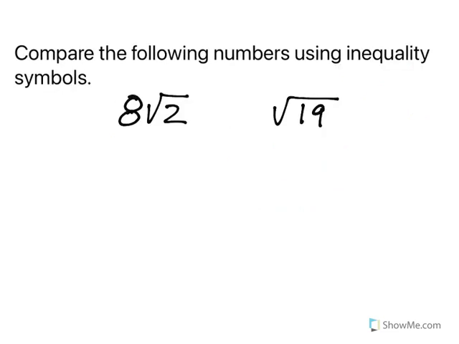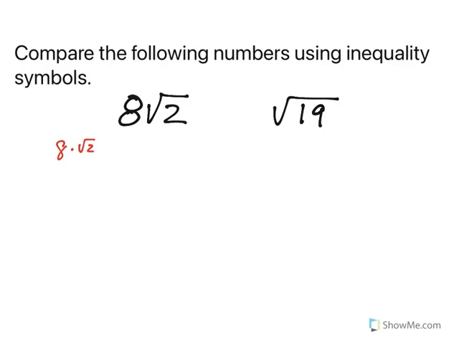Okay, let's go on. Let's do one more. Now we're going to compare the following numbers using inequality symbols. We're going to compare 8 square root of 2 and the square root of 19. Now this one is just a little bit trickier because we have this 8 square root of 2. Now this is the same as thinking 8 times the square root of 2. It's the same basic idea.